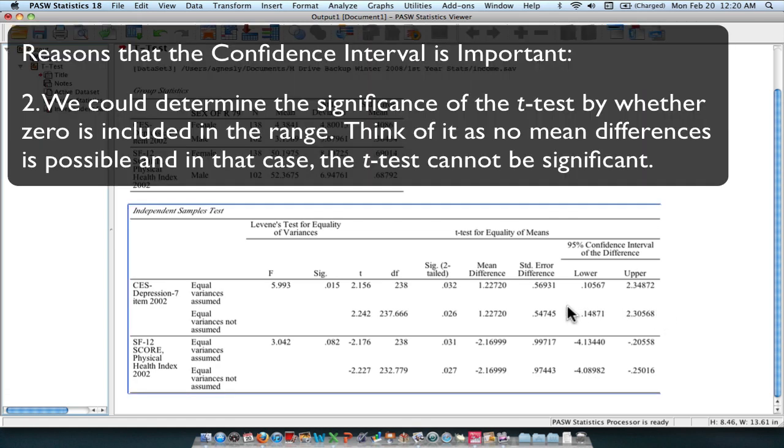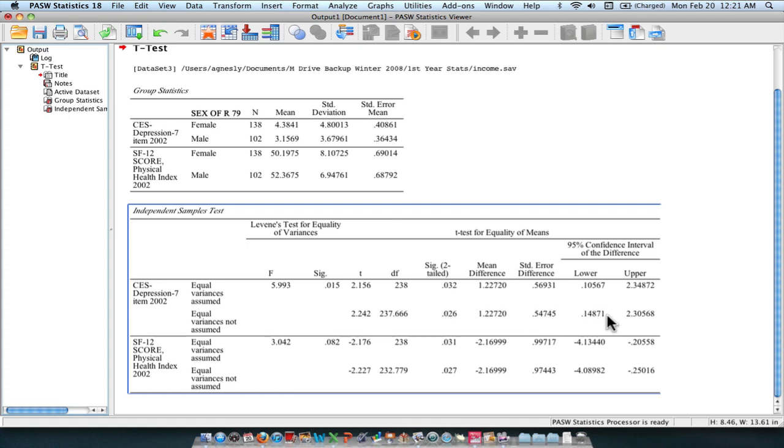In this case, if the confidence interval includes zero, it means that zero is a possible value of the difference of means. And if it is a possible value, then they cannot be significantly different, because no difference is a possible value in our population. In this case, we have both significant findings, and you will see that zero is not included here. And for this one, you can see that zero is not included in this range of values.